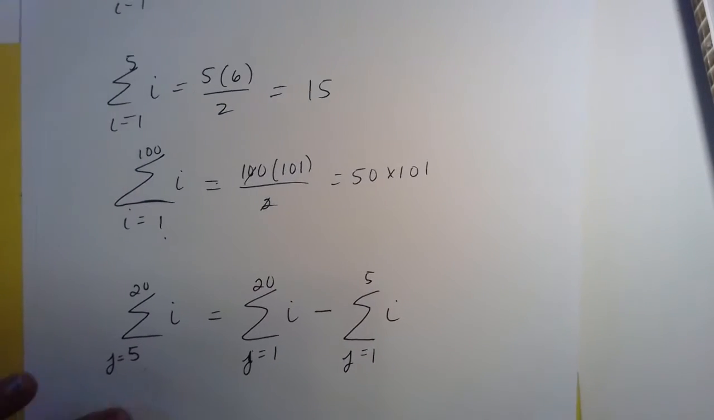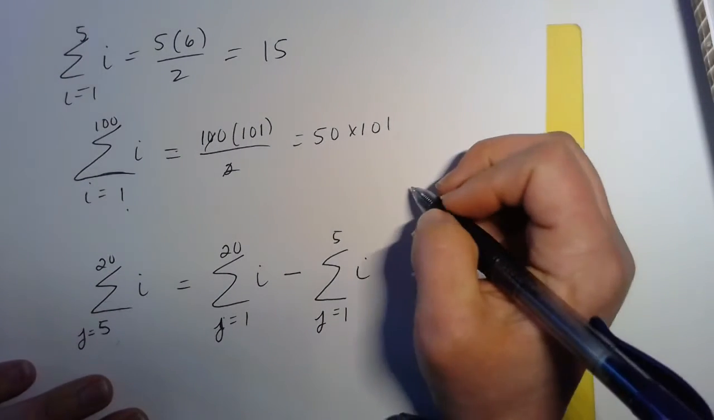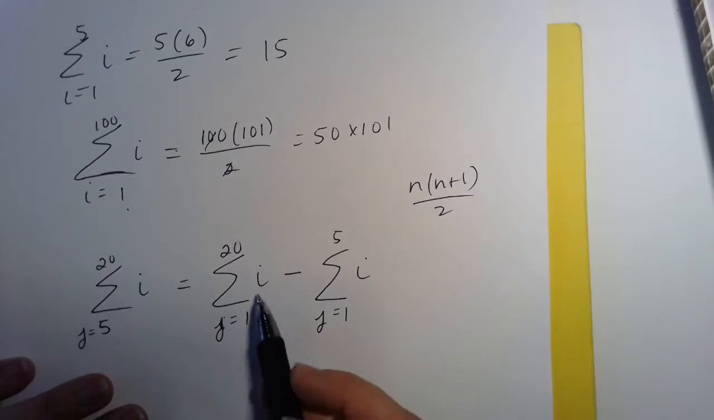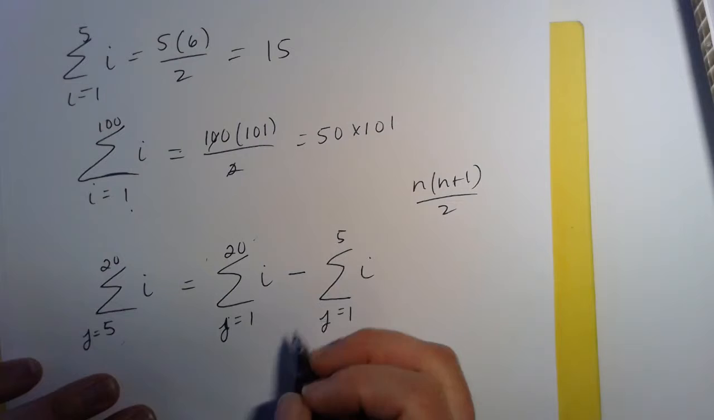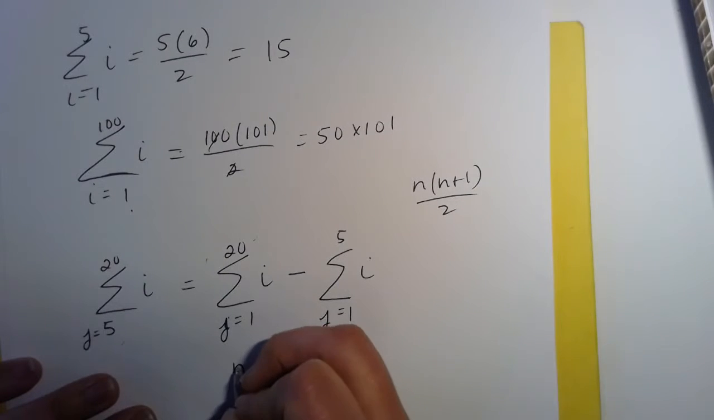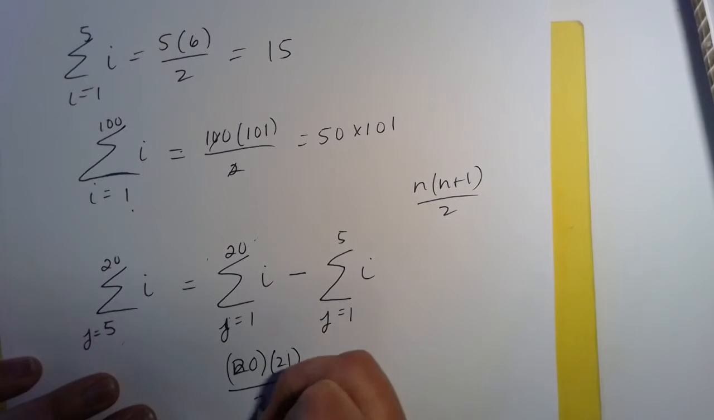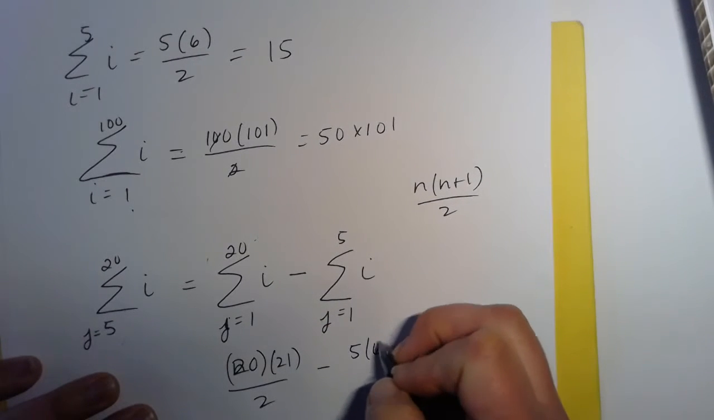Okay, so let's put some numbers on that. Remember our formula for summation was n times n plus 1 over 2. So if I do this one, putting in my n on top, for this first one I can replace n, so it's 20 times 21 over 2, and then I'm going to have minus 5 times 6 over 2.